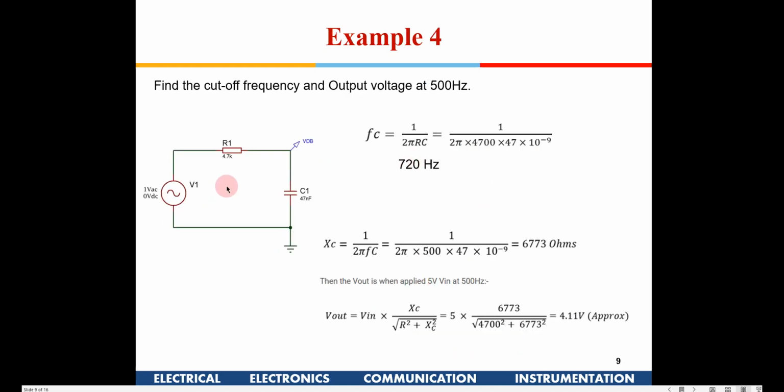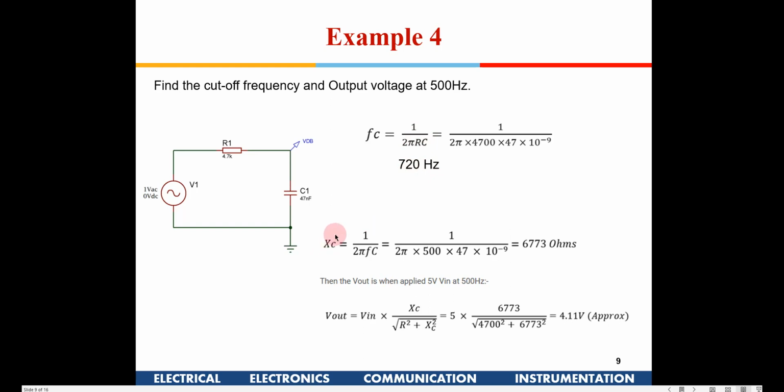This is again an RC circuit, and you need to find out the cutoff frequency. It is a low pass filter. At high frequencies, this is going to short the circuit. If you have to find out the cutoff frequency, the formula is Fc equal to 1 by 2 pi RC. So you get 720 hertz.